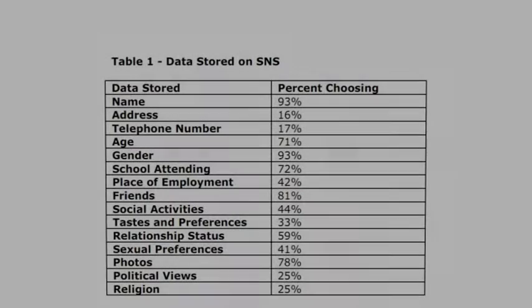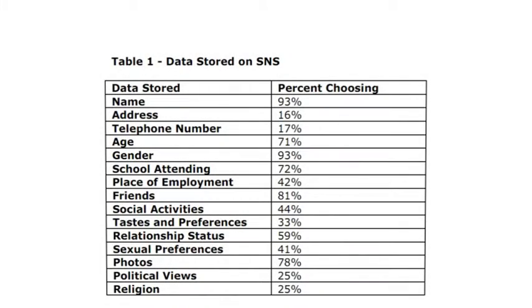Here you see a table with what people store on their social network site. Noticeable is that what is called private information, such as address and telephone number, is considered private, and most students do not trust putting this on the site. Also, 25% post their political views and 25% post their religion.